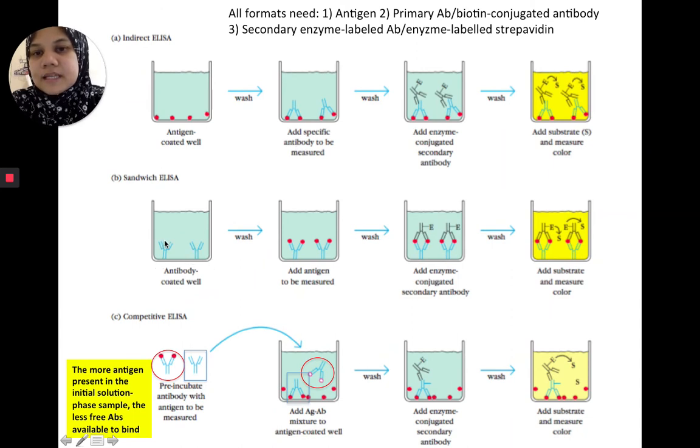Conversely, in this format, you can have, for example, an antibody that recognizes the antigen. So usually it's a monoclonal. So let's say it's a mouse anti-ESAT6. ESAT6 is a TB antigen. So when you add the ESAT6 protein into the well, it will stick and bind to the anti-ESAT6 antibody that is also stuck on the well.